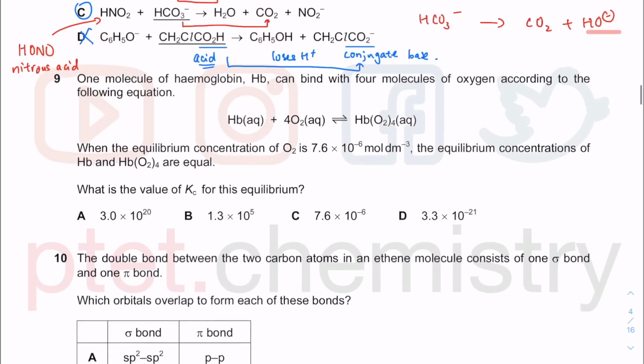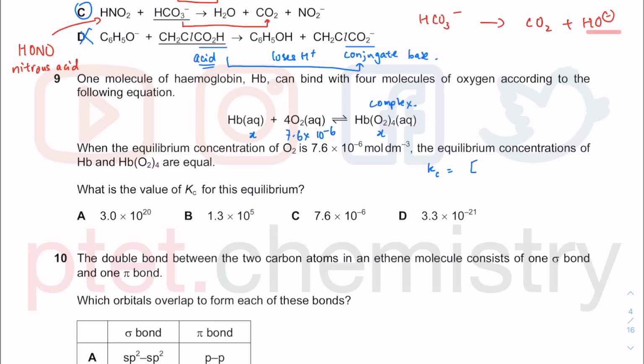Question 9, you have hemoglobin. If you do biology, you would know that hemoglobin has these 4 molecules of oxygen as a result of the heme group. Now this hemoglobin, 4 molecules of oxygen, this is equilibrium. And when the equilibrium concentration of O2 is this much, the equilibrium concentration of Hb and that complex, so this is called a complex, it's got a metal center obviously, is equal, X and X. And you have 7.6 times 10 to the minus 6. So we know about Kc.